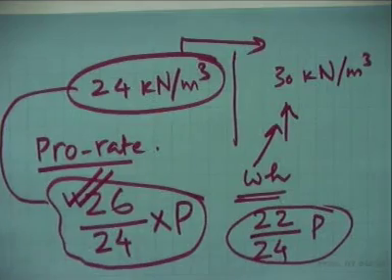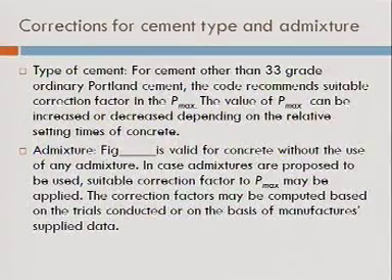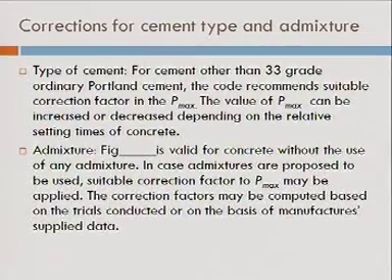Okay. So these are some of the correction factors recommended by Indian Standard. There are two more corrections. They are shown in this particular slide. As I told you, for cement other than 33 grade OPC, the code recommends a suitable correction factor in P max, the maximum lateral pressure. The value of P max can be increased or decreased depending on the relative setting times of concrete. Suppose some concrete sets faster than 33 grade, so would the pressure be more or less?